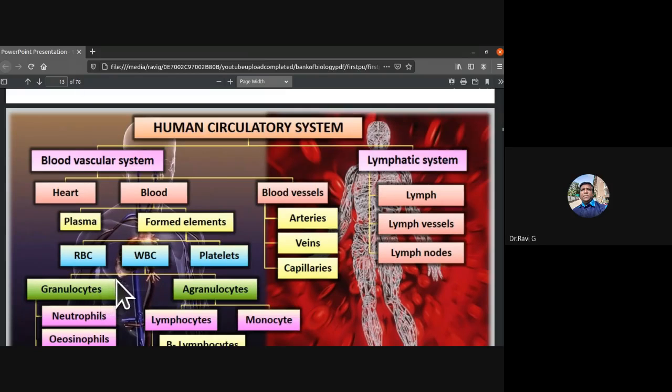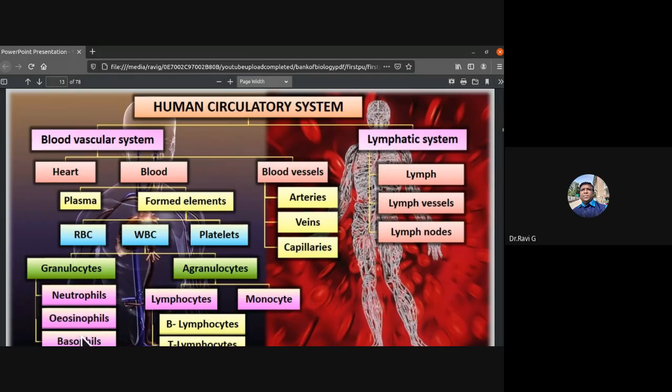Okay, so the WBCs are of two major types, those cells with granules and cells without granules. Granulocytes are of three types: neutrophils, eosinophils, and basophils. Agranulocytes are of two types, lymphocytes and monocytes. Lymphocytes are of two types, B lymphocytes and T lymphocytes. B lymphocytes originate from bone marrow. T lymphocytes originate from the thymus gland.